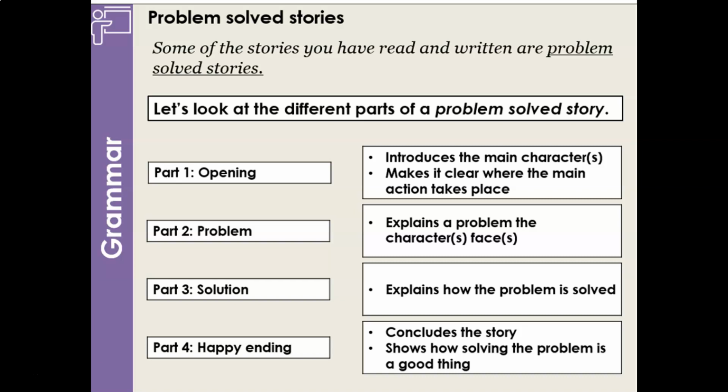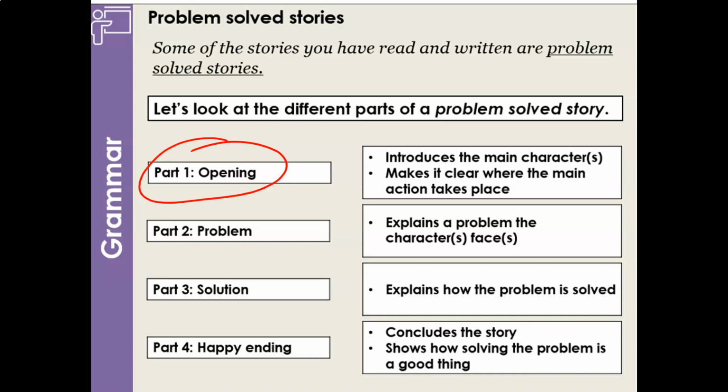So some of the stories you've been writing about might have been where there was a problem or something had happened and we needed to say and infer what might come next. So we're going to look at this as being a problem-solved story that has 4 parts to it. The first one is the opening, and that introduces us to a main character and it makes us clear where the main action takes place. So a bit like Johnny, we need to know where he was. He was out at the forest at this cycling place that said experts only.